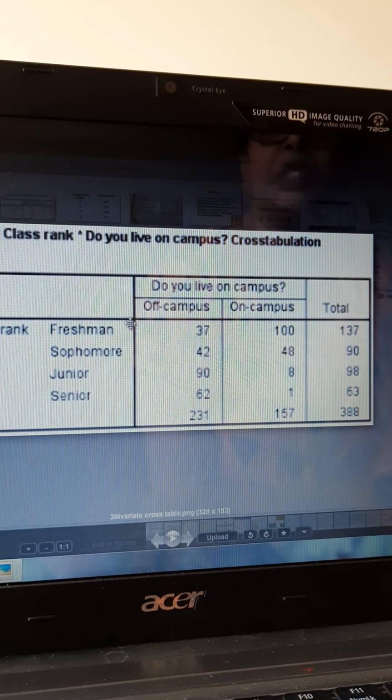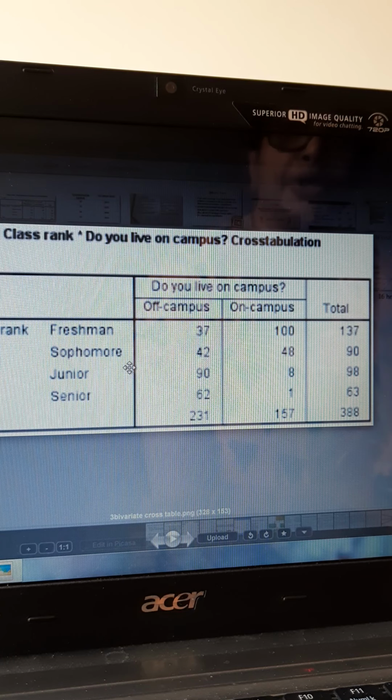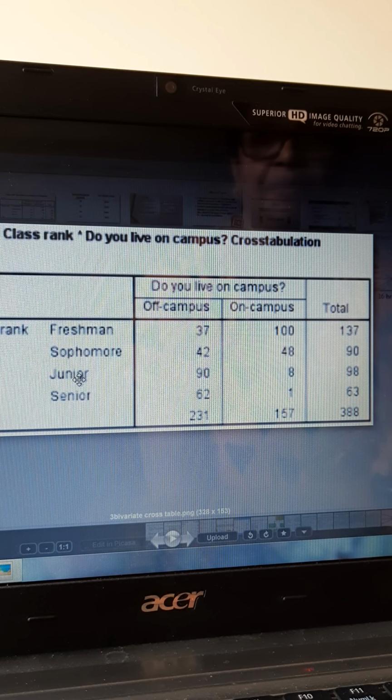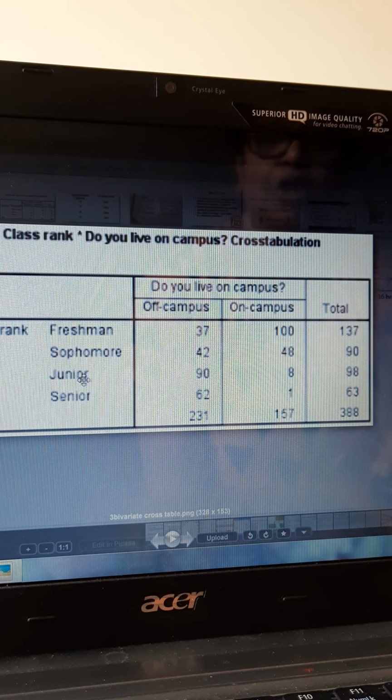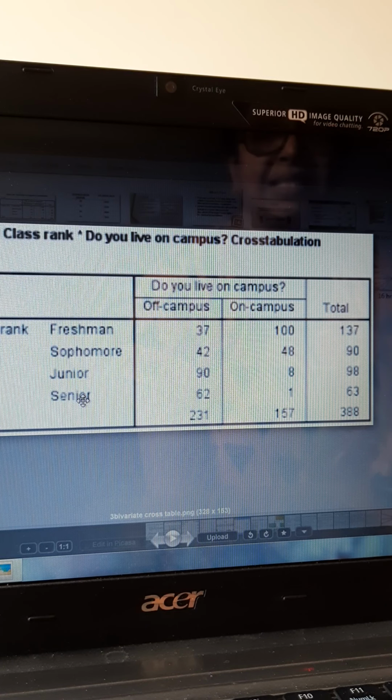Another example, so this is a study in the US. Freshmen are people who are just entering into graduation. Sophomore is the terminology they use for the second year students. Juniors are the third year students, and seniors are the last year students. So this is a study of class rank.